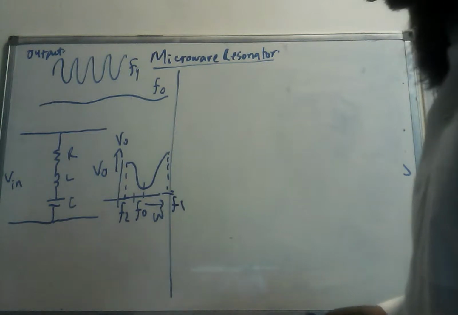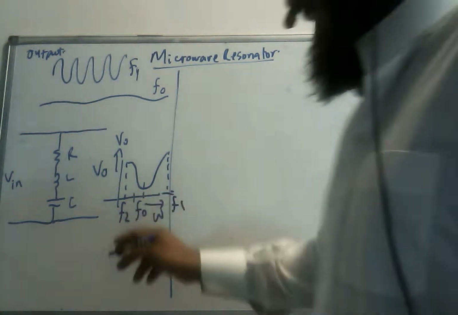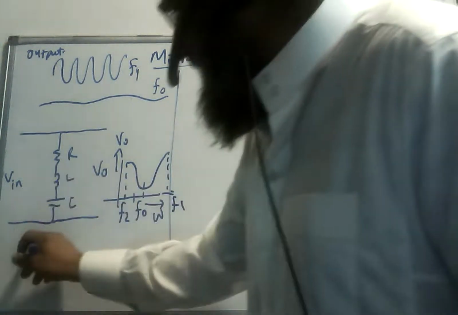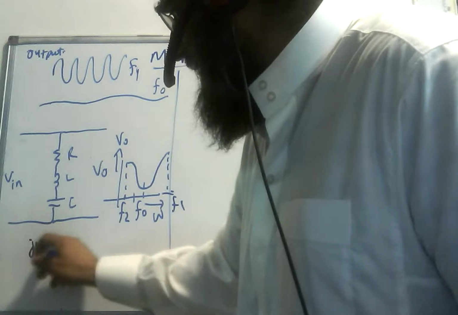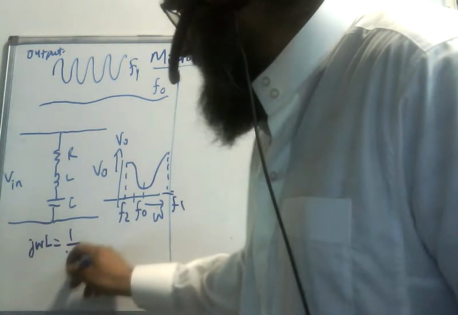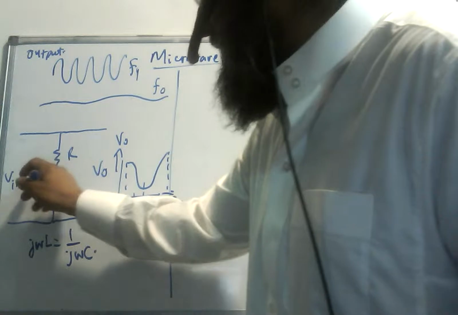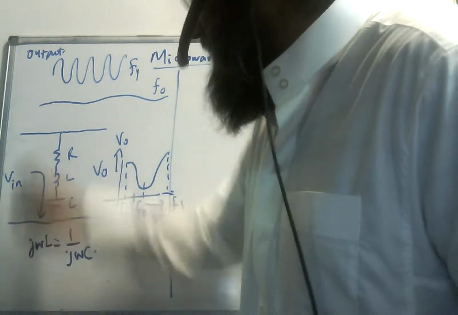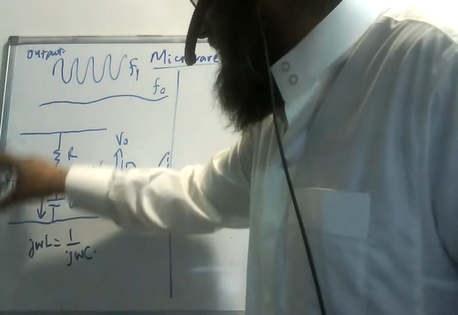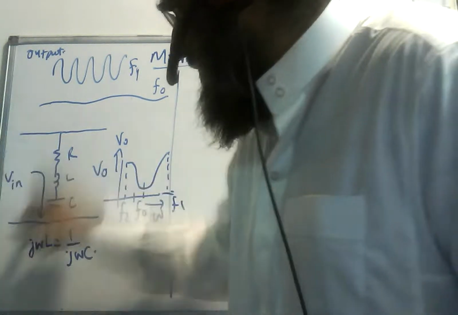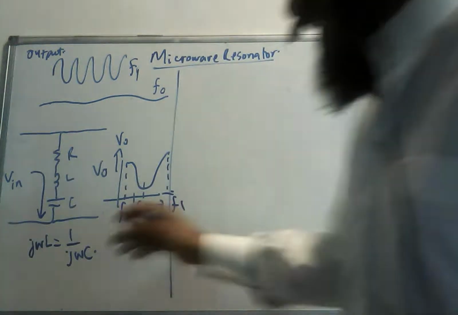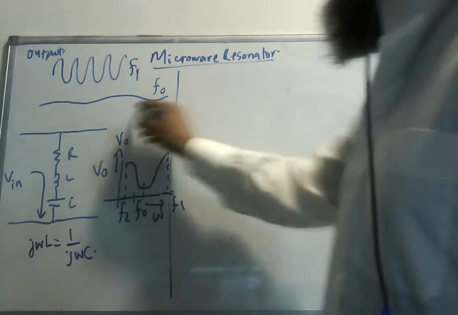Now another circuit which will behave like that is this. So what will happen at the resonance? At the resonance, j omega L will be equal to 1 over j omega C. So this becomes a short circuit, like that. So all the voltage at resonance will go back and nothing appears here. Similarly, another resonance will be a parallel resonance. So this is the first example.